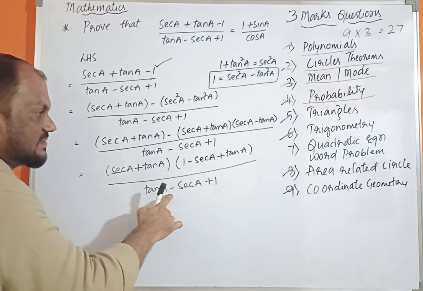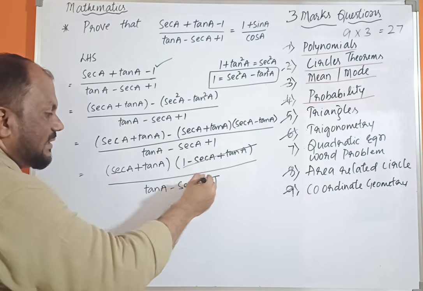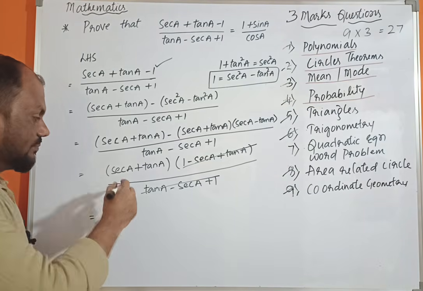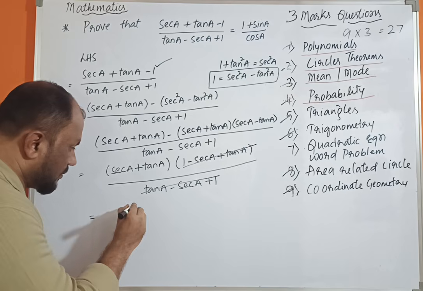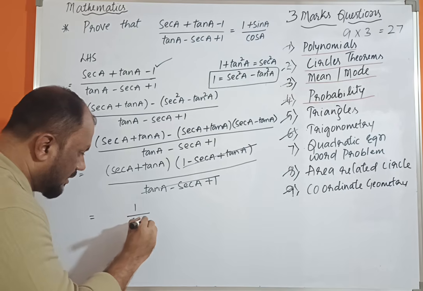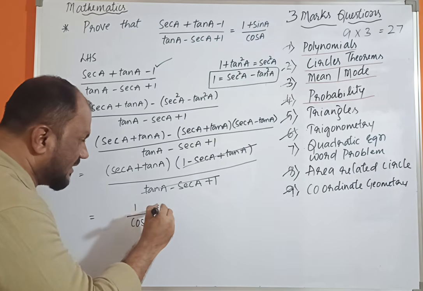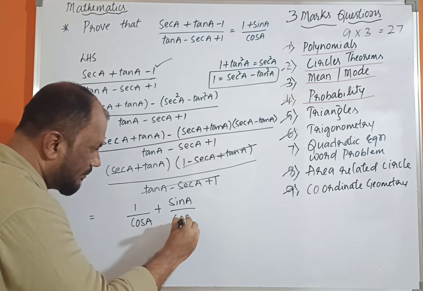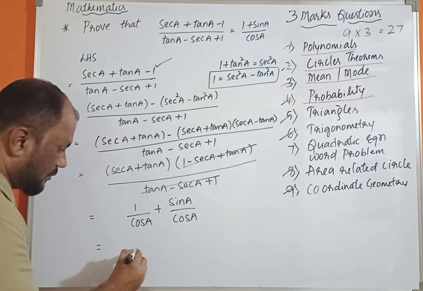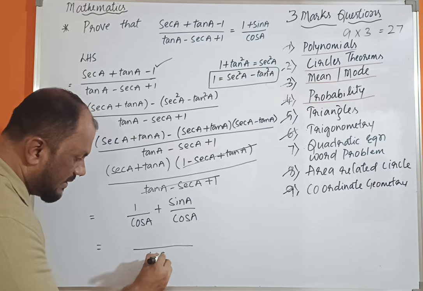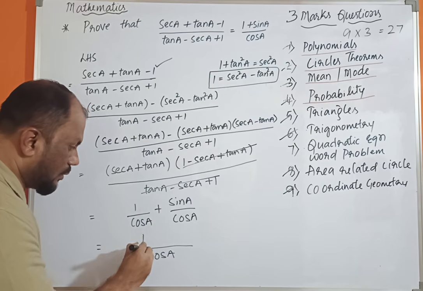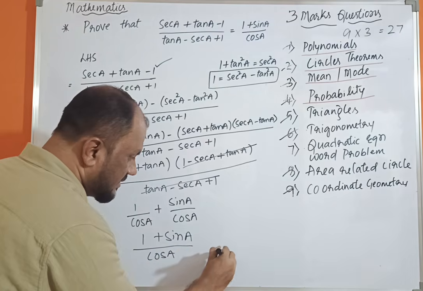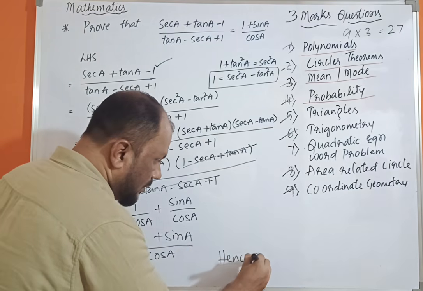So this numerator part and this denominator are both equal. The remaining is what? Secant A plus tan A. The reciprocal of secant is 1 by cos A, plus tan A can be written as sin A by cos A, is equal to, LCM is what? Cos A. Both have the same denominator: 1 plus sin A upon cos A. Hence proved.